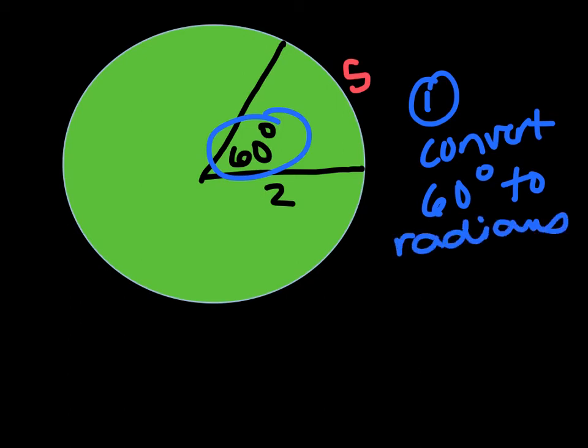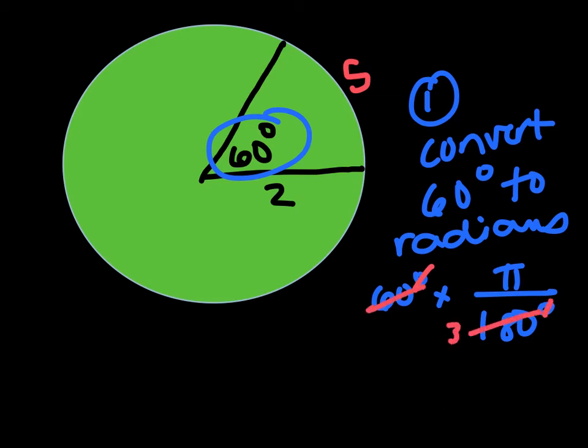So to do that, you're doing 60 degrees. And remember, we need this degree to disappear, so I'm going to put the degrees on the bottom and pi on the top. That way my degree cancels out and I'm left with radians. 60 goes into 180 three times, so that's pi over 3. So 60 degrees in radians is pi over 3.